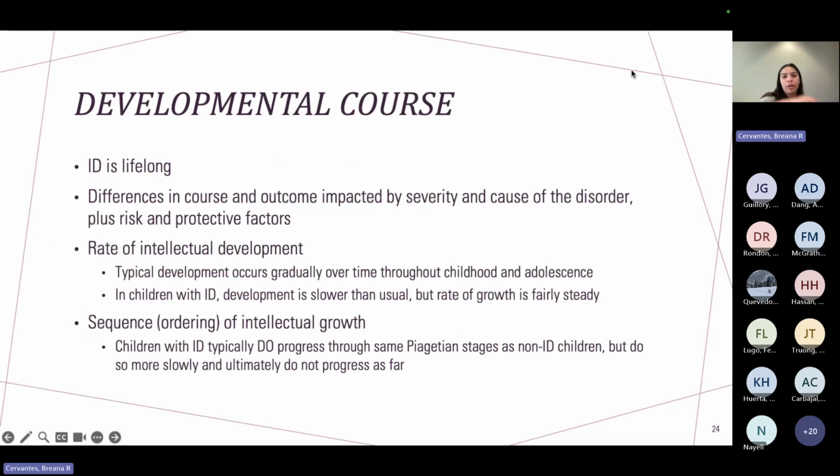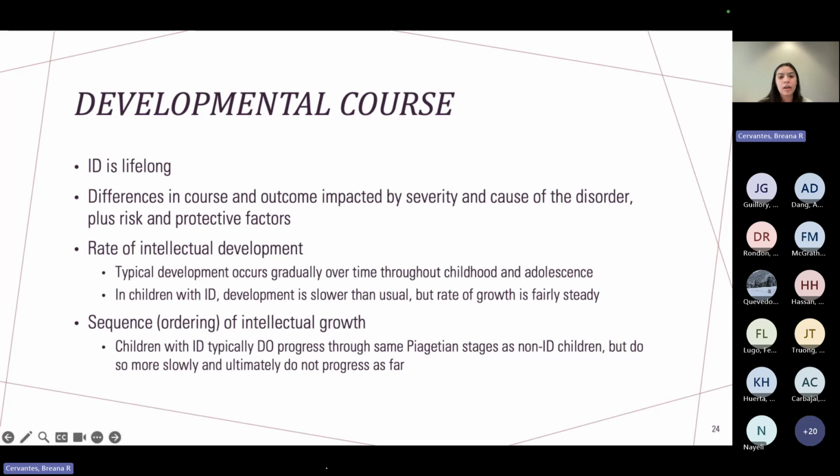Developmental course, so what does it look like over time? Intellectual disability is lifelong. So we think of autism as also being lifelong. It's a condition that's chronic, but it's manageable. You can have intervention. You mature over time. So it can look different in terms of presentation and functioning across time, but it is a chronic condition.